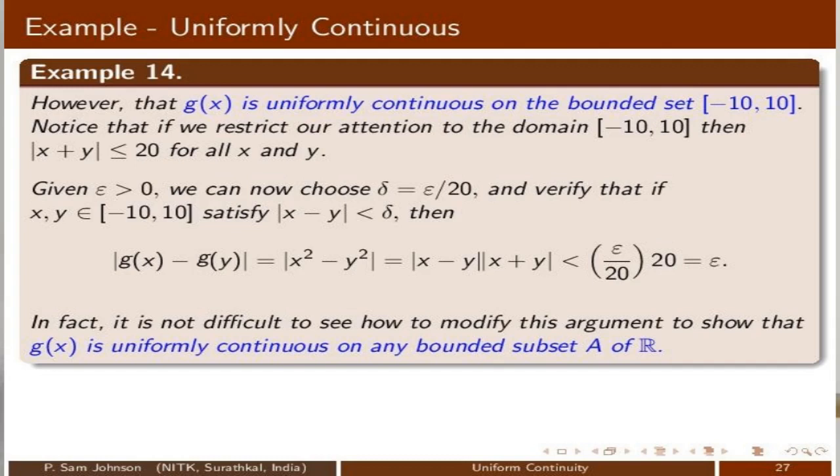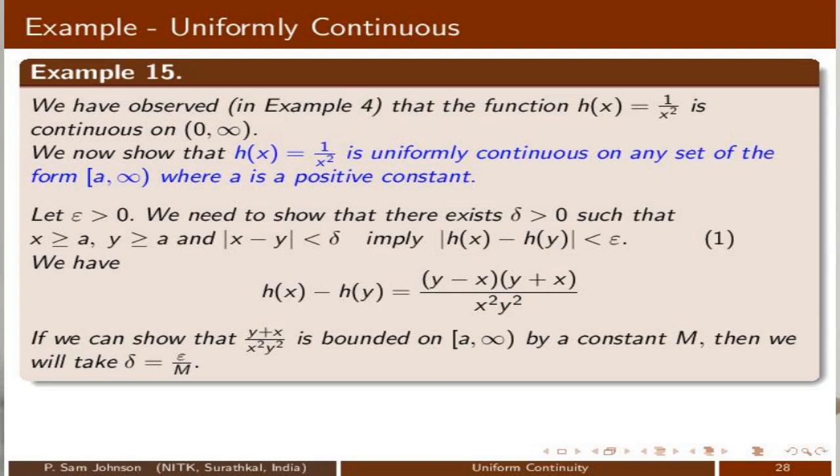In this case, this g becomes uniformly continuous on this bounded set, and moreover one can prove easily this function is uniformly continuous on any bounded subset A of R. Note that this function is not uniformly continuous on the entire real line, but it is uniformly continuous on any bounded subset of R. The next example we have seen, h(x) is 1 over x square, which is continuous on the open interval 0 to infinity. Here we could not get a common delta for any given epsilon.